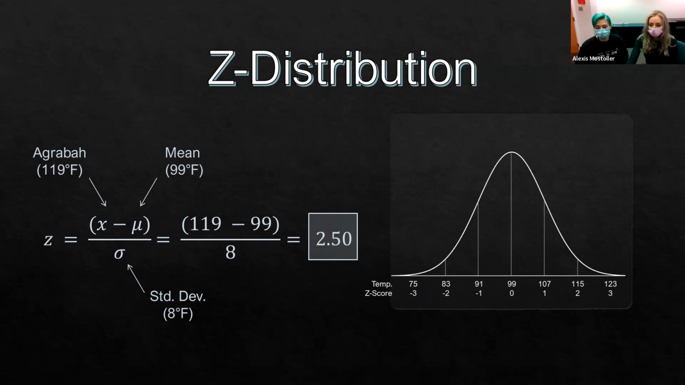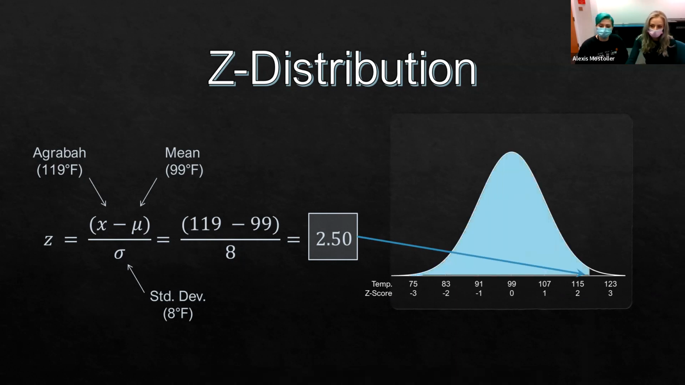So 99 plus 7, or 99 plus 8 will be 107, and so on and so forth for the rest of the values written there. So if we're looking for that z-score of 2.5, we know it would fall somewhere between positive 2 and 3 on this curve, which will be about here. And then we were looking for the percentile that Agrabah is in, or how many cities is it hotter than. So we'll shade this whole region to the left of that line that we drew.